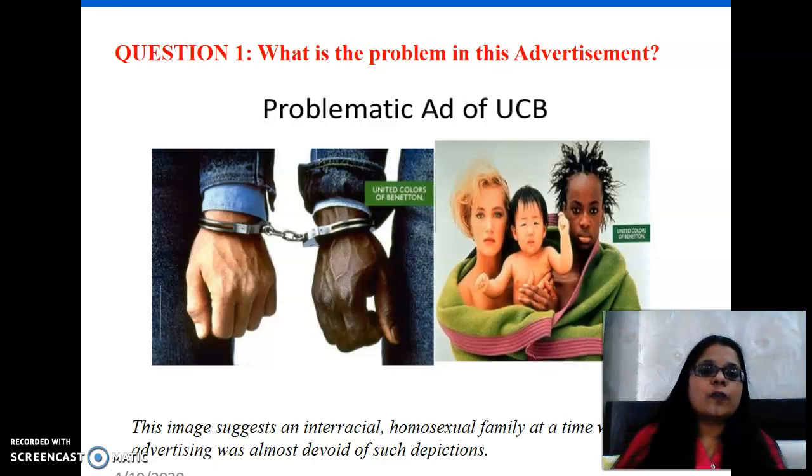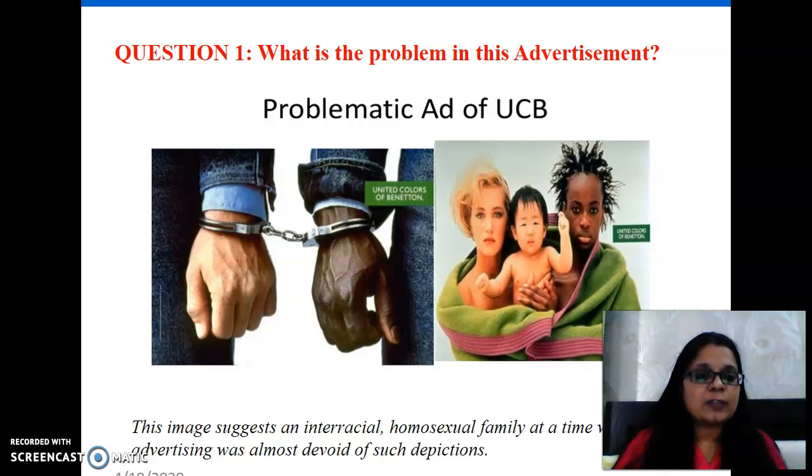This is a question to all of you. I think you all must have seen this problematic ad of UCB, that is United Colors of Benetton. They actually wanted to say something, but people got a different perception regarding this advertisement. They were talking about the United Colors. They wanted different ethnic groups to be united with the brand when using United Colors of Benetton.